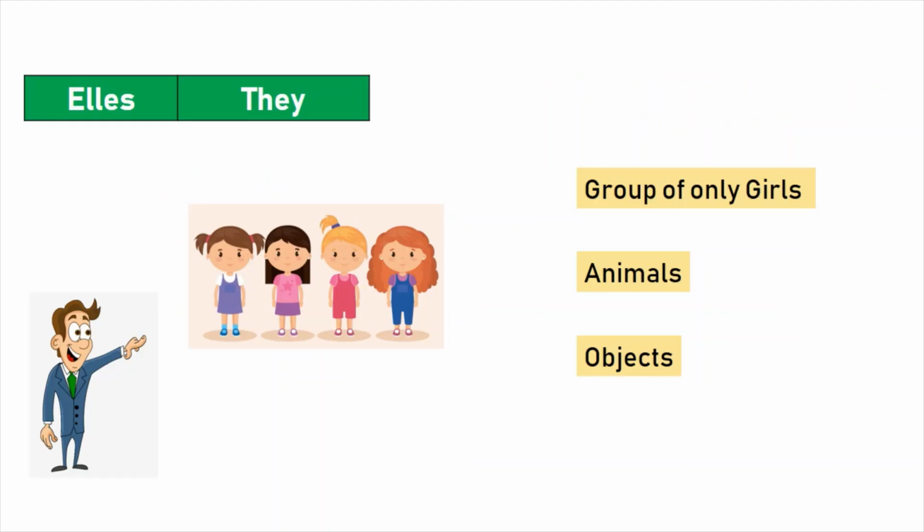The last subject pronoun in French is elles, that means they. It is also a third person plural subject pronoun in French, as ils, but the only difference is that elles can be used while talking about a group of girls. In addition to that, it is also used while talking about animals or objects which are feminine.